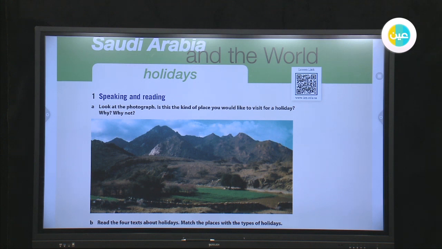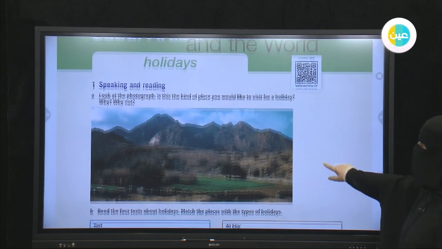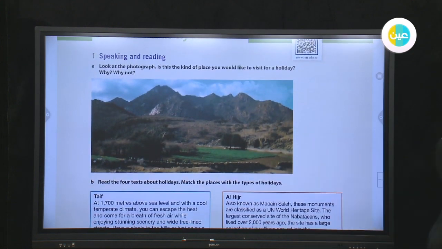Here, go to 1A. Look at the photograph. Is this the kind of place you would like to visit for a holiday? As you can see, here we have a picture or a photograph of some place in the mountains, green fields and farms.